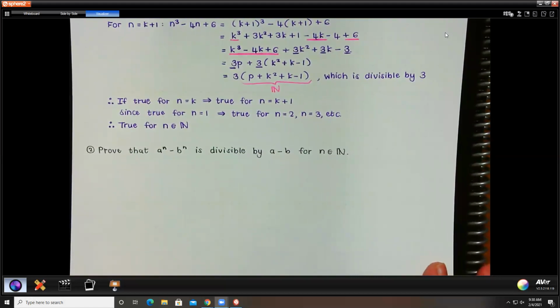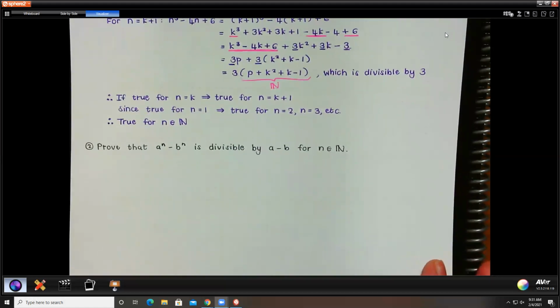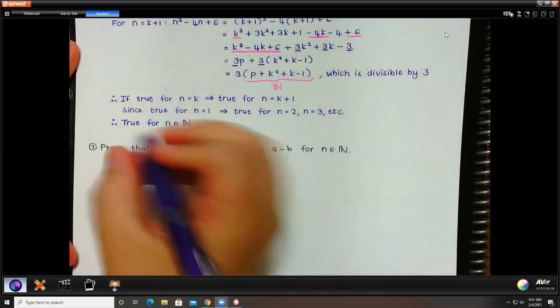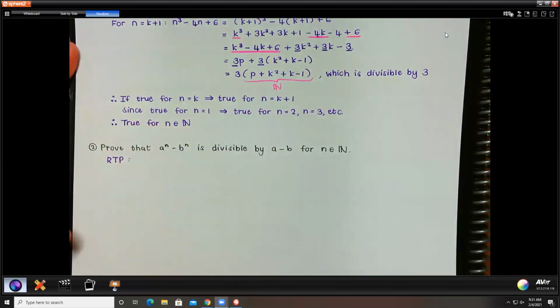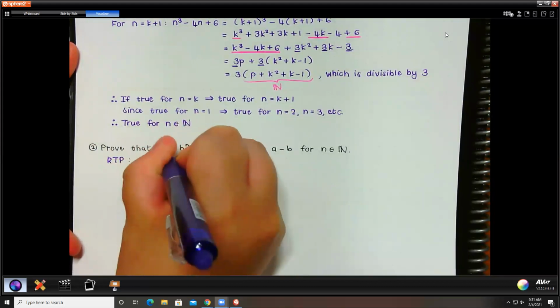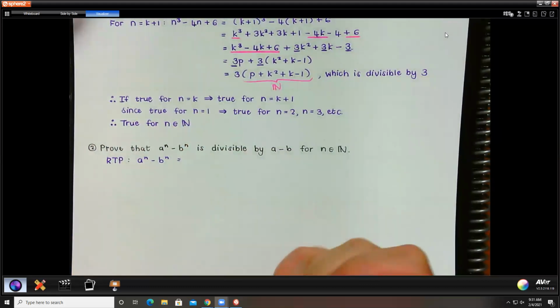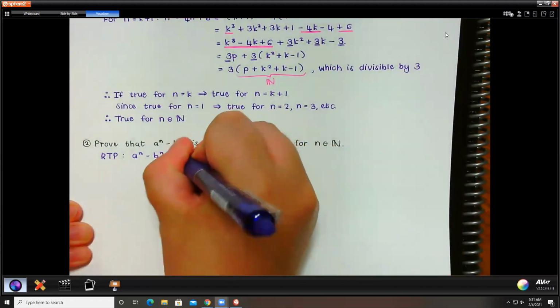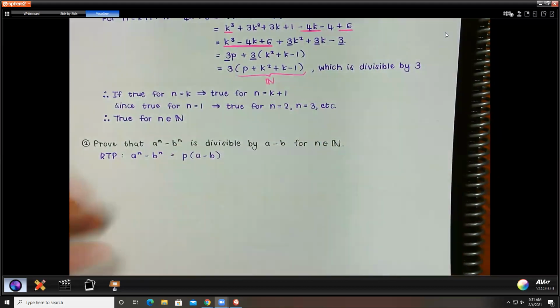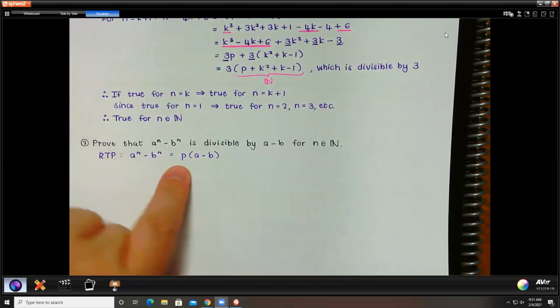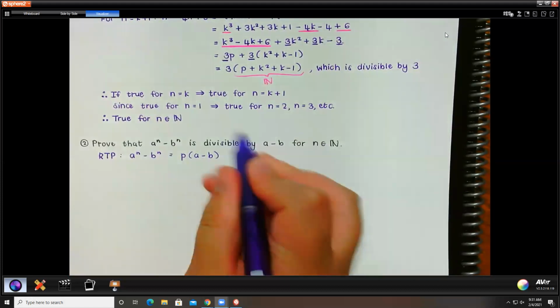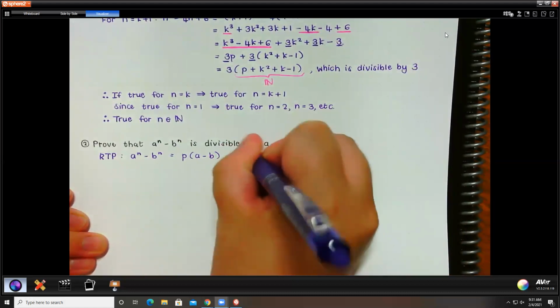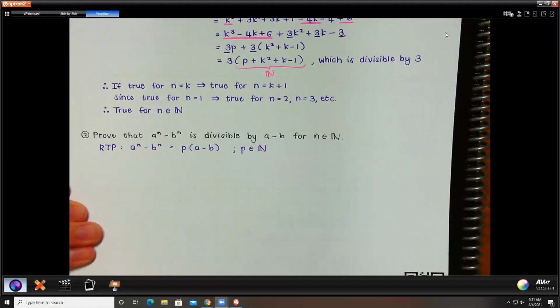Now, what makes this question a bit more complicated is the fact that we're not working with numbers. Okay, so we're not going to have a 3p. In this case, we're working with only variables, which is a bit more complicated, but we can do it. So the first step is RTP. We're going to say a to the n minus b to the n is equal to, and in the previous example we wrote 3p, where p is an element of natural numbers. Now it's going to be this times p. But because I prefer having the single variable on its own, I'm just writing it in front, but you could have also written it as a minus b in brackets and then the p at the back. And we have to just say that p represents a natural number.